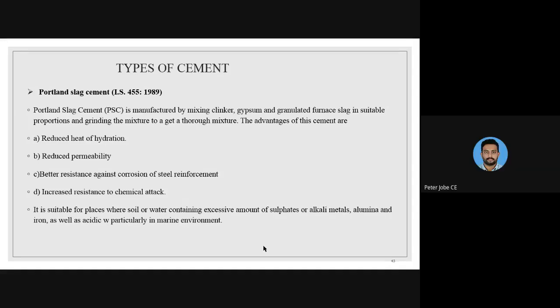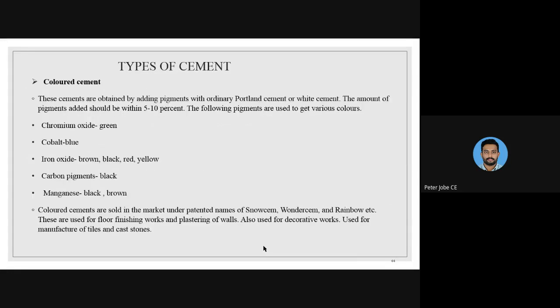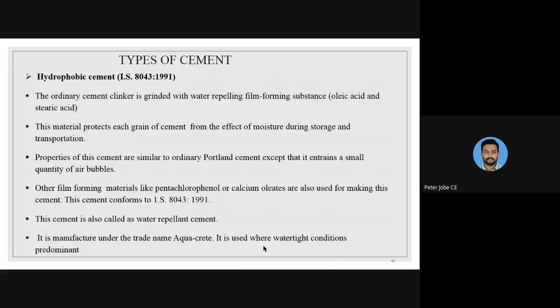Okay. So we have been discussing the types of cement, and we have finished Portland slag cement and colored cement. Next is the hydrophobic cement. So hydrophobic, you know what that means. It should resist water or any liquids. You can leave the IS specifications; it's not necessary to remember them. I just gave them for reference. You need not study this IS 8040, etc. No one is going to ask you. You need to remember just the function and where it is used.